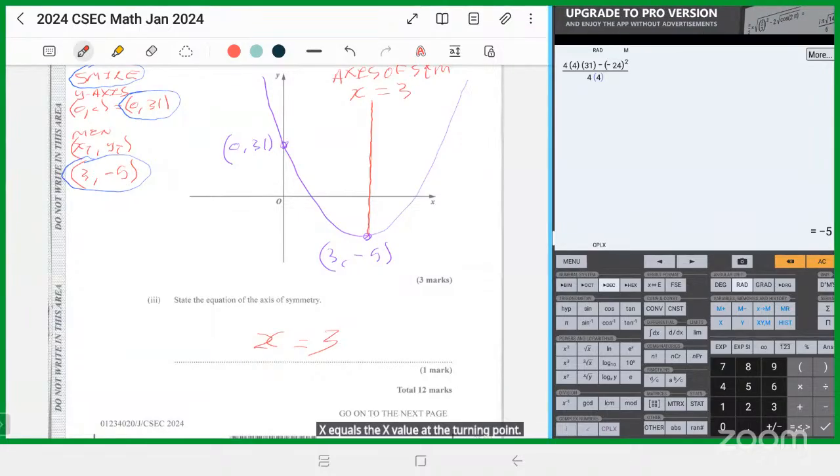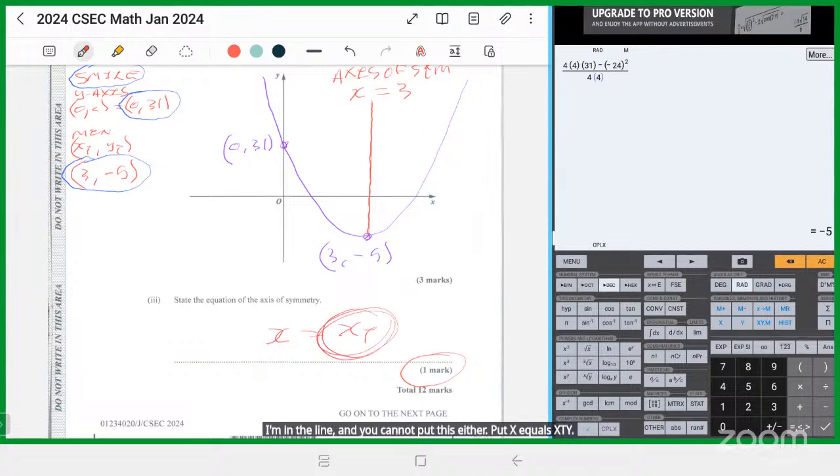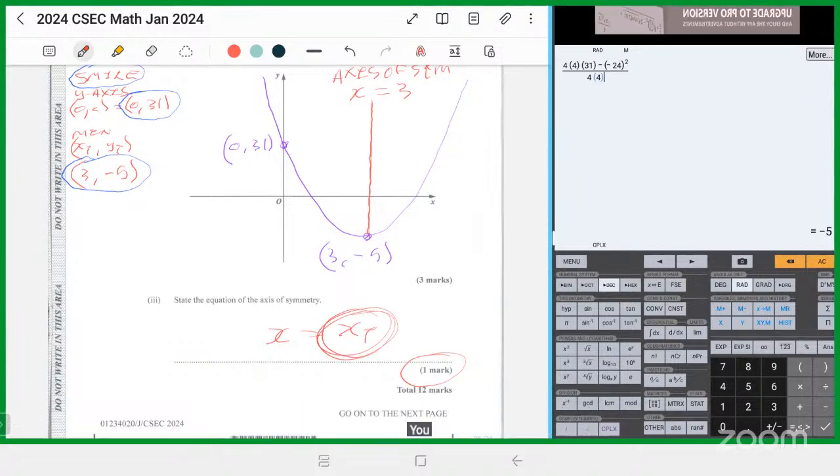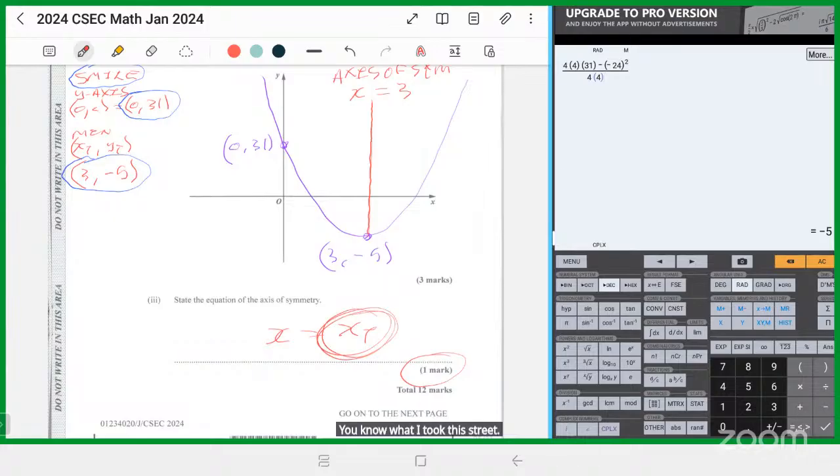3. 1 mark for it. If you put 3, you're not getting the 1 mark, because that's not an equation of any line. And you cannot put x equals xt either. Why? Because you know what xt is. You know that it is 3. So put the correct thing, get the 1 mark and go about your business.